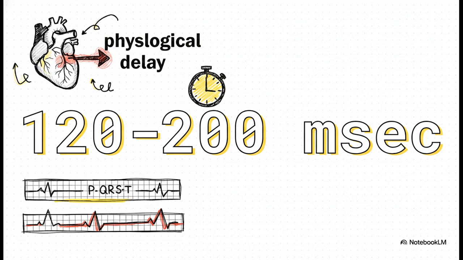If a PR interval is shorter than 120 milliseconds, you might be looking at an accessory pathway, a sort of electrical shortcut. And if it's longer, that's the classic hallmark of an atrioventricular block.